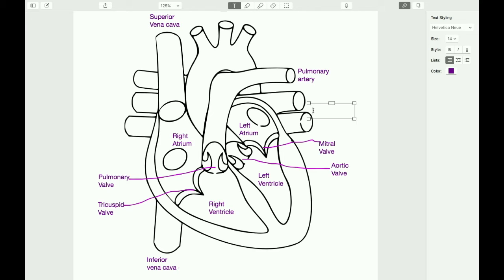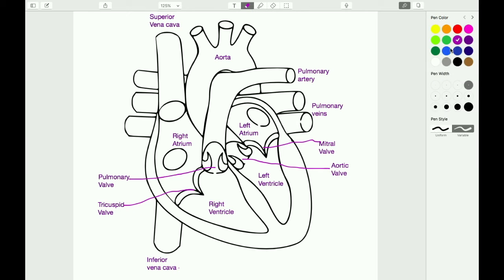and pulmonary veins, which carry oxygenated blood from the lungs and drain it into the left atrium. The aorta, which is the biggest artery in the body, carries oxygenated blood from the left ventricle into systemic circulation.